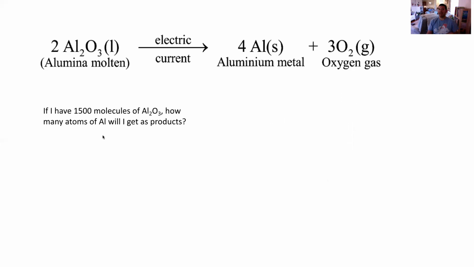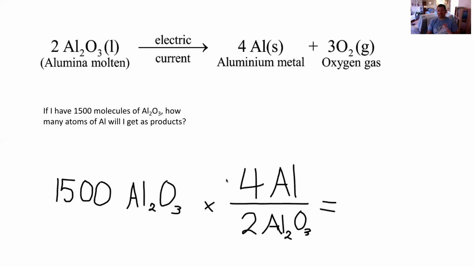All right. Now, what if I have 1,500 molecules of aluminum oxide? 1,500 aluminum oxide molecules. How many atoms of aluminum will I get as products? I can set up the exact same type of math. Now, my given information is 1,500 molecules of aluminum oxide. But I still want aluminum in this product. I'm still given aluminum oxide. I put the coefficients in their respective spots. So 4 over 2, that's that 4 to 2 ratio. And then I can just multiply.